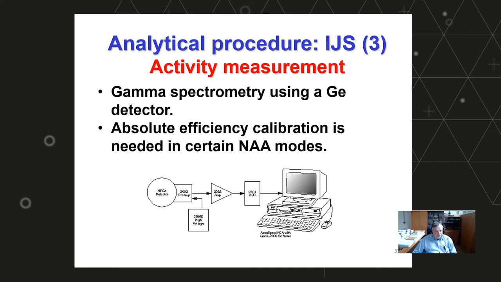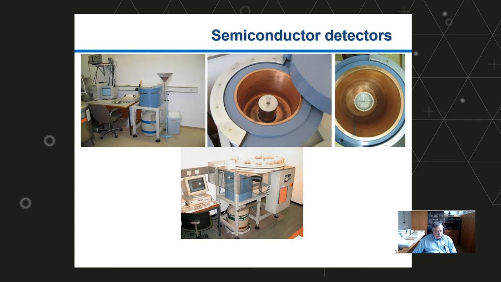In our case, since we are using the k0 NAA, this is just a sketch of the setup, a little bit old, as you may see from the monitors, but nevertheless, these are the detectors which are very well shielded with lead. We may have so-called well-type detectors where the sample is completely surrounded by the body of the detector for better efficiency, or we can use the simple planar geometry for the measurement.